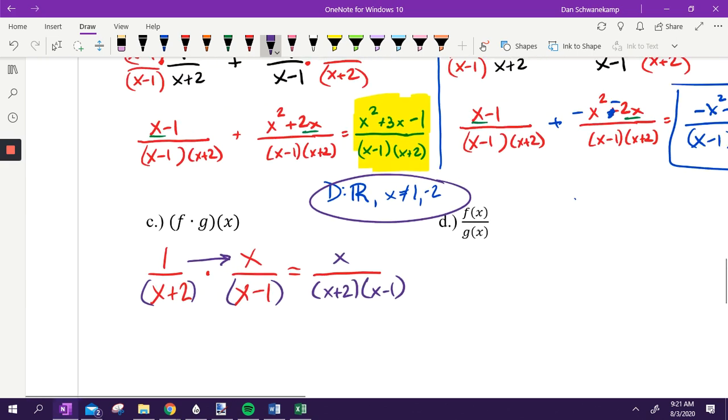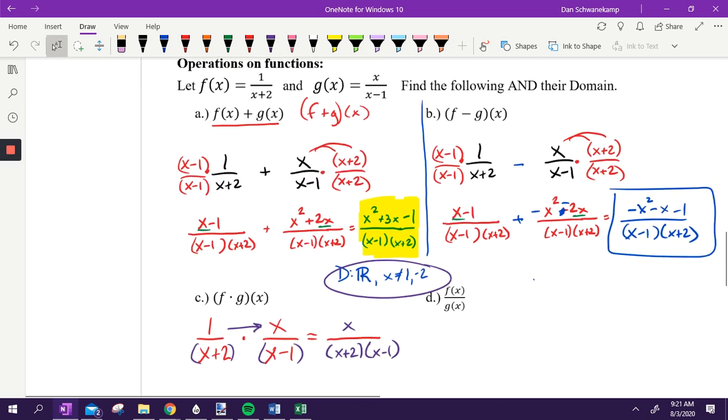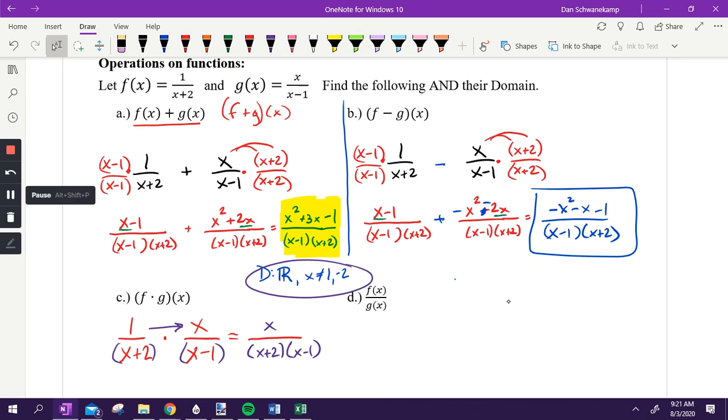Don't let those be hard. Try the last one. F divided by g of x. Slightly different. See if you can remember your good old fraction rules. So Eli, how'd you set this up if we're dividing? 1 over x plus 2, and then multiply by x minus 1 over x. Yep. We're dividing fractions. When we divide fractions, we multiply by the reciprocal. And so Eli there just flipped those two. And so in the end, now we're just multiplying, so it's easy.